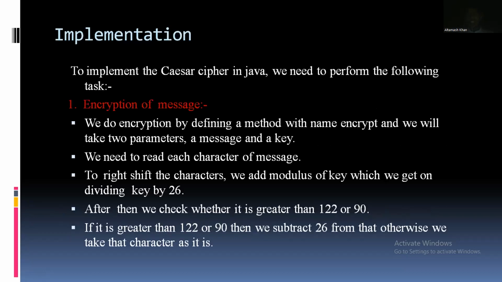Now I talk about implementation. To implement this, we have to perform two tasks. First is encryption of message. For encryption, we have to define a method encrypt in which we take two parameters, a message and a key. A message is a string, so we read each character of a message one by one, and we add modulus of a key to it, and then check if it is greater than 122 or 90. Then we subtract 26 from it. Otherwise, we will take that character as it is.